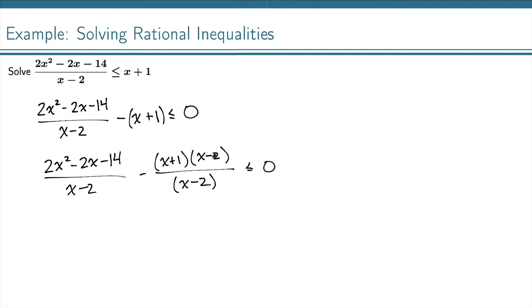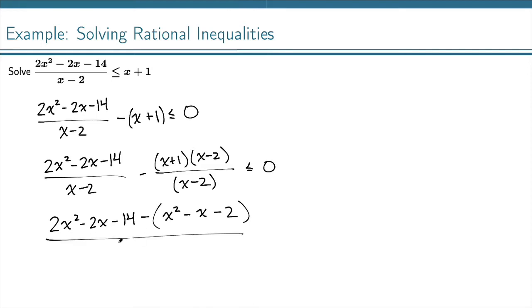Now I can go ahead and multiply all of this out and write this as a single fraction. So minus, and then I'm just going to, in parentheses, go ahead and distribute everything here. So x times x is x squared, and then I've got a negative 2x and a plus 1x, which is minus x, and then a negative 2. And that's all over x minus 2.